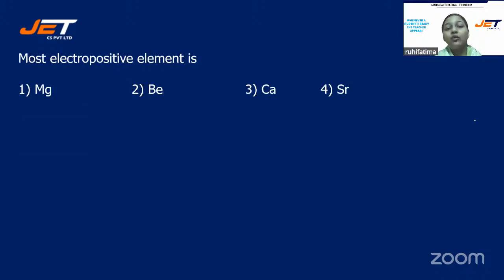Next question. Now tell me, most electropositive element is, and your options are magnesium, option number 2, beryllium, option number 3, calcium, or option number 4, strontium? It means the tendency to lose electrons, how fast they can lose their electrons. So for finding out the most electropositive element, what should you know? You should be aware of the valency. Yes or no?